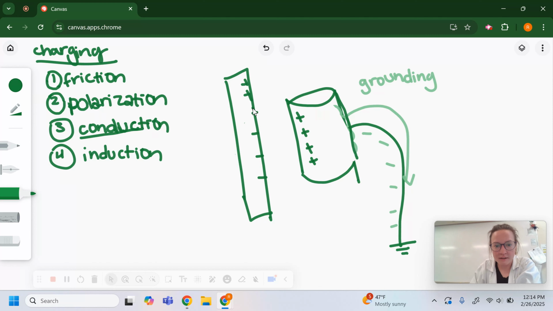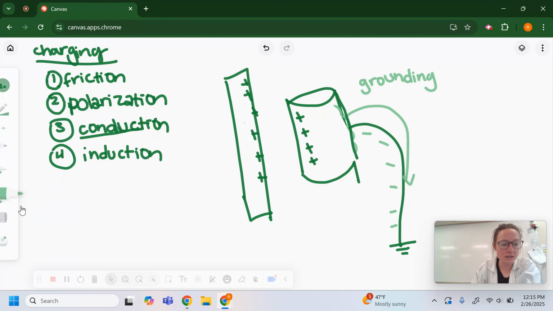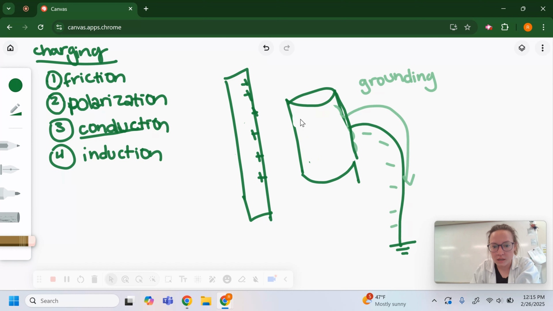Now, let's see what would happen here if my little PVC pipe was positively charged. Well, let's find out. Let's take a little look here. Oh, by the way, I didn't tell you, this symbol right here, that's the grounding symbol. It just means it's connected to the ground. Okay, let's get all of this out of the way. Okay, we've had a lot of erasing in this lesson today.